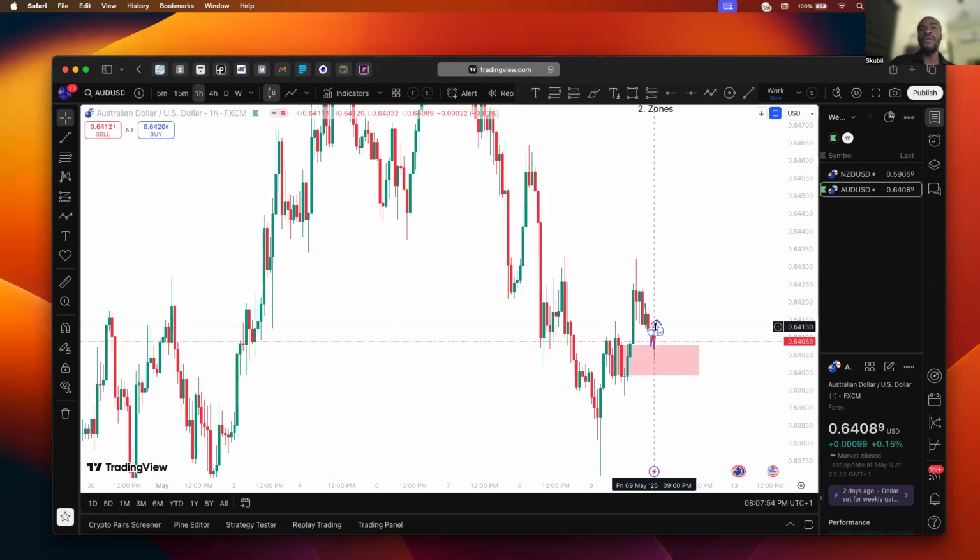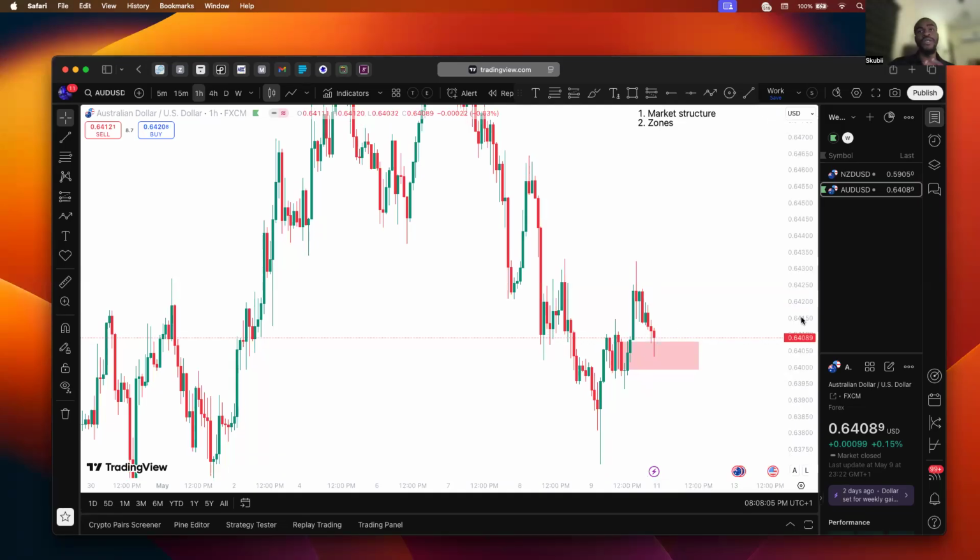Now, when it comes to types of entry, like I told you guys, we can either enter aggressively or conservatively. Aggressively means that we're jumping at our trade on this time frame. Once we see that it's an uptrend and price has tapped our zone, we execute our trade.